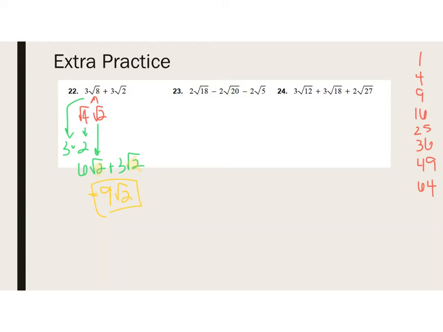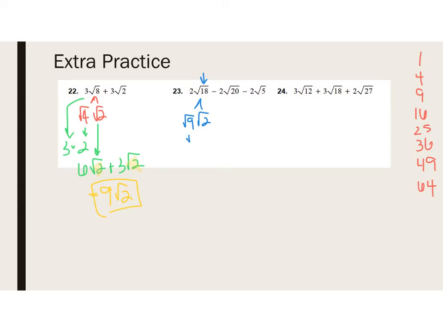So the next two, and hopefully you noticed we're kind of doing our extra practice backwards here. I thought these were the easier ones, we'd get them out of the way. The next two each have 3 terms, so you're just going to simplify all 3 terms, a term at a time. So for 23, we're going to start with the square root of 18, and which one of the numbers over on the right go into 18? 9 does. So this is the square root of 9 and the square root of 2.